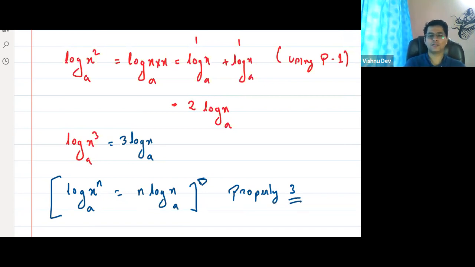Did everyone understand till here? Yes or no? Raise your hand if anyone didn't get it. Piyush, is this clear? There are 6 or 7 properties, but we will hold it till here. We will solve some problems now. Let's see how many we can solve.